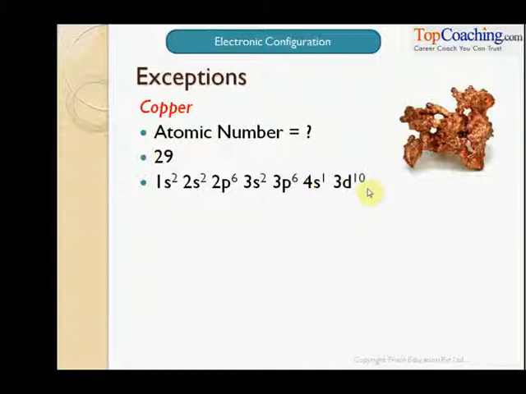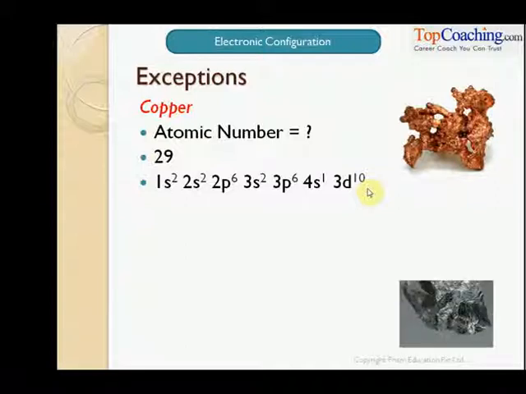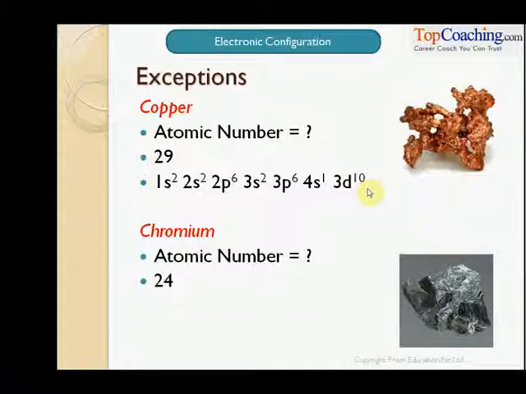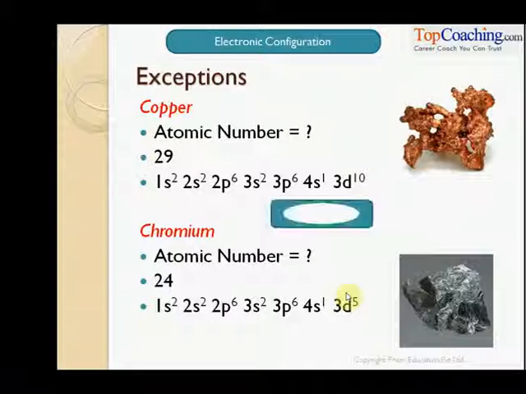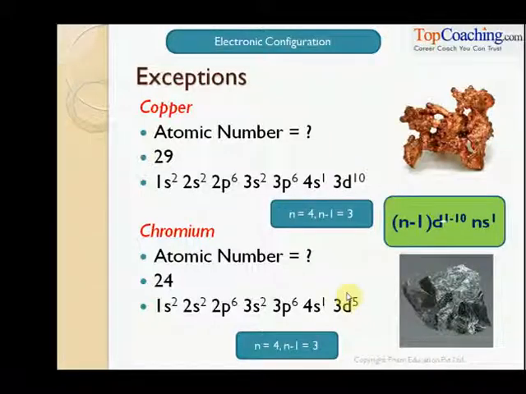Right? Similarly, chromium with an atomic number of 24 also does not have 2 electrons over here because of very less energy difference between s and d orbitals. One electron from s jumps to d, and the general electronic configuration does not remain the same. (n-1)d1 to 10 ns2 becomes (n-1)d1 to 10 ns1. So copper and chromium are the two exceptions to the general electronic configuration of transition elements.